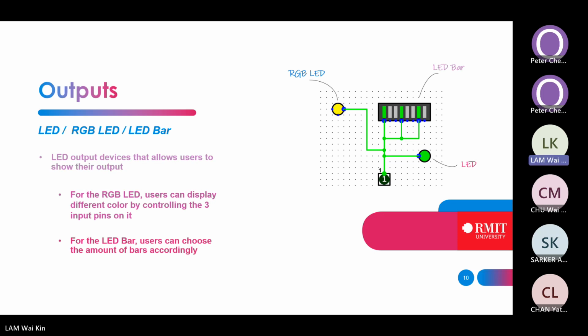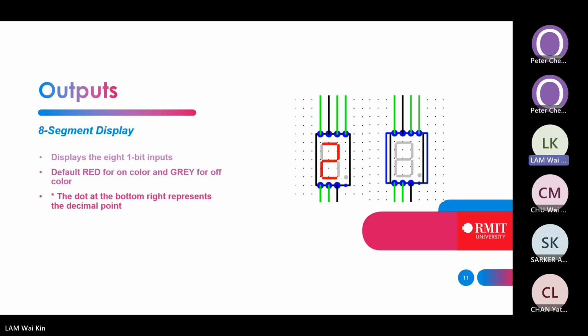Next, we'll move on to the output. The most frequently used outputs will be the LED, RGB LED, and LED bar. And the LED output devices will allow users to show their output. For example, for the RGB LED, users can display different colors by controlling it with the 3 input pins. And for the LED bar, users can choose the number of bars accordingly, just like the DIP switch just now.